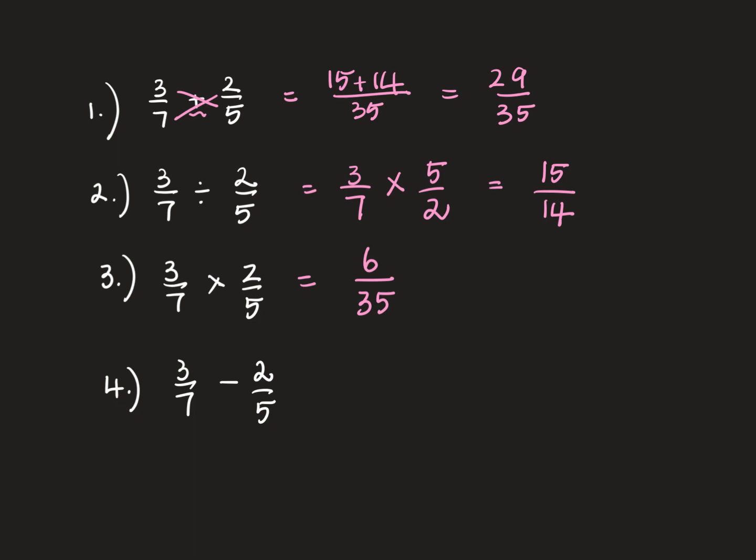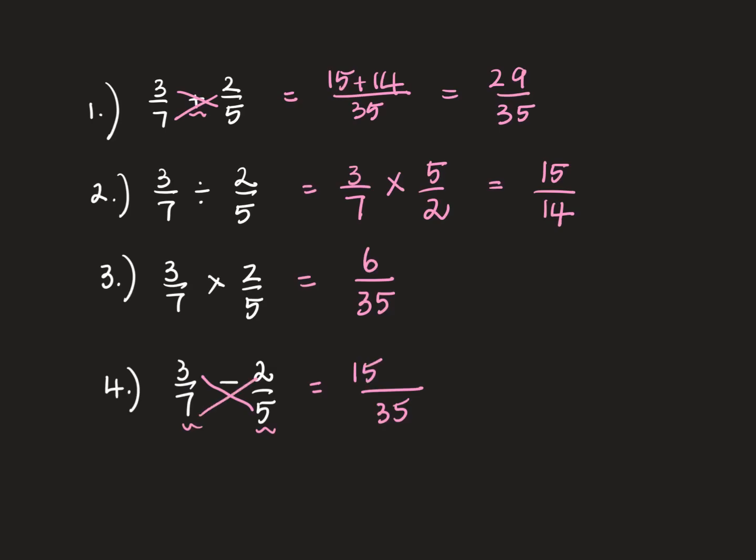Next one here, this is the subtraction. Okay, so I've got to get the same denominator. 7 times 5 is going to be 35. Then what do I do next? That times that, 3 5s are 15, 7 2s are 14, and I'm subtracting here. 15 minus 14 is 1 over 35.